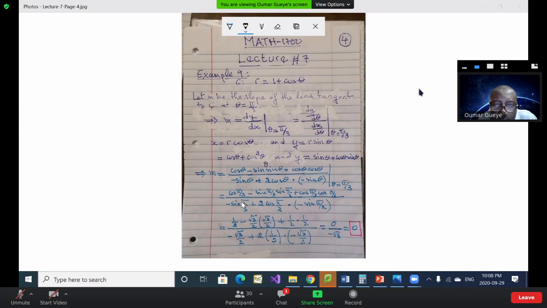So for the denominator, sine of pi over 3 is equal to root 3 over 2. And for the cosine of pi over 3, we'll get 1 over 2. And negative sine of pi over 3 is going to be negative root 3 over 2. And calculating the numerator, you can see we end up with 0. And the denominator is going to be negative root 3. And the slope is going to be 0 in this case.